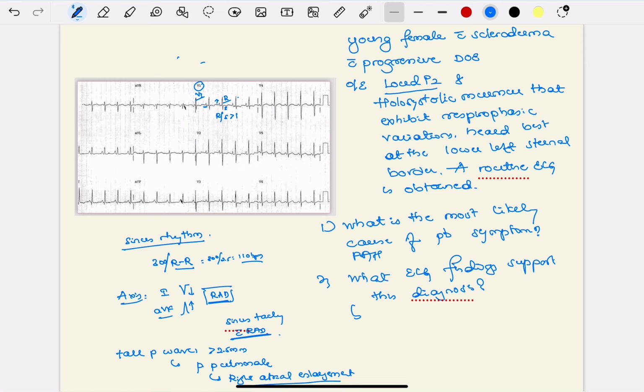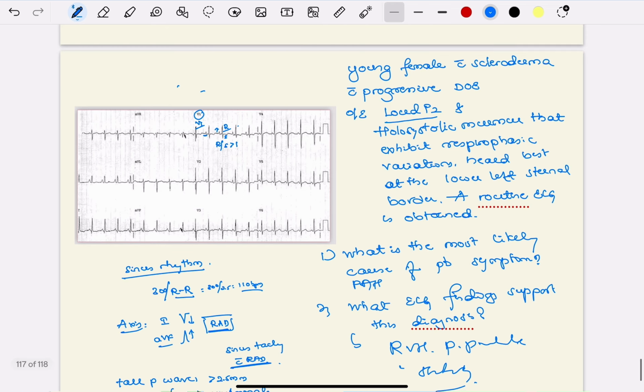Again, I will repeat once again here. Sinus tachycardia, P pulmonale, RAD, and RVH. So RVH, P pulmonale, and sinus tachycardia. So these are all the findings that are supporting our diagnosis, that is pulmonary artery hypertension.